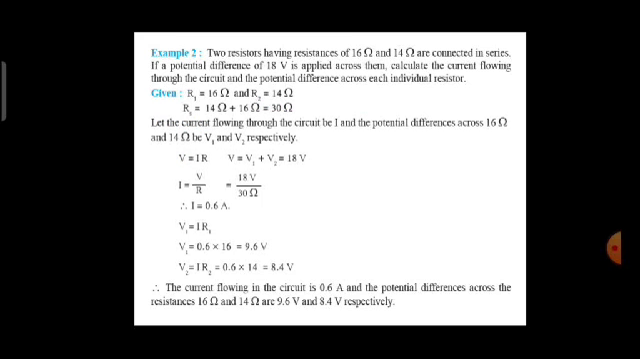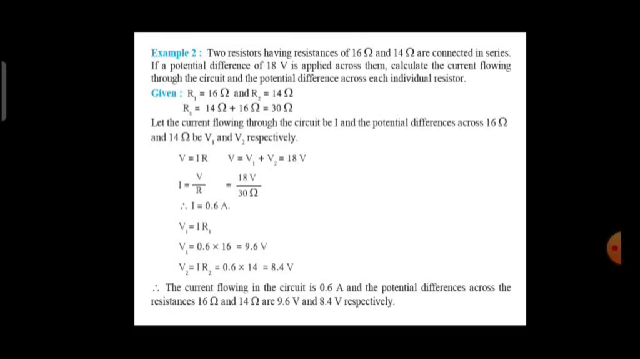Next, two resistors having resistances of 16 ohm and 14 ohm are connected in series. If a potential difference of 18 volt is applied across them, calculate the current flowing through the circuit and the potential difference across each individual resistor. You can see here R1 is 16 and R2 is 14. So effective resistance RS will be 14 plus 16, that is 30 ohm.